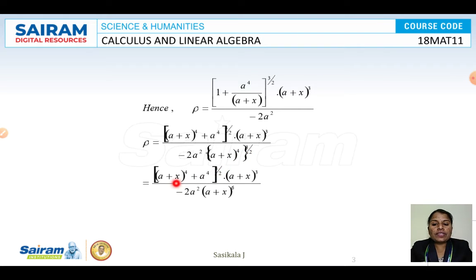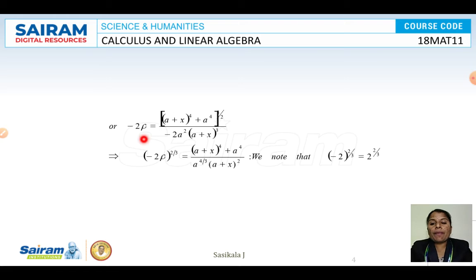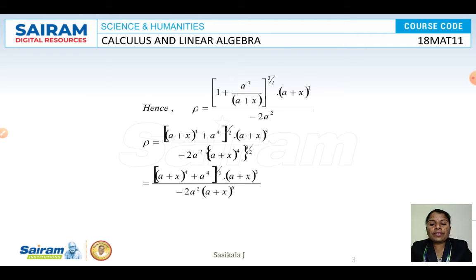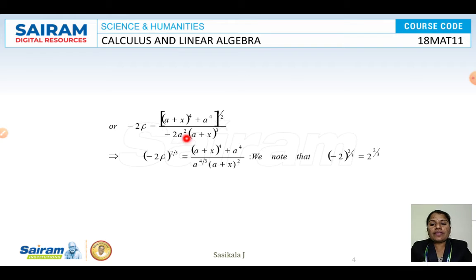So now we have a plus x the whole power 4 plus a power 4, the whole power 3 by 2, into a plus x the whole cube. Here the minus 2a squared, this 2 will get cancelled. 2 threes are 6, so it will come a plus x the whole power 6. So minus 2 rho is equal to a plus x the whole power 4 plus a power 4, the whole power 3 by 2, by minus 2a squared of a plus x the whole cube. Now what I have done is to raise the power of the whole power 2 by 3. Then 3 by 2 into 2 by 3 will get cancelled.